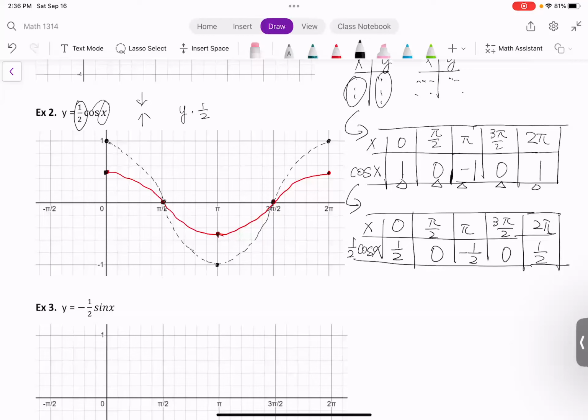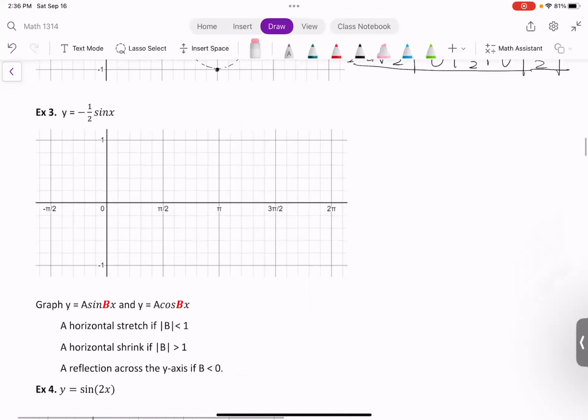You cannot change the shape of cosine. So make sure you still have the graph like this. You cannot have a different graph like this, or like this. Or you cannot have a straight line, because these are sine and cosine functions. Let's see question 3.